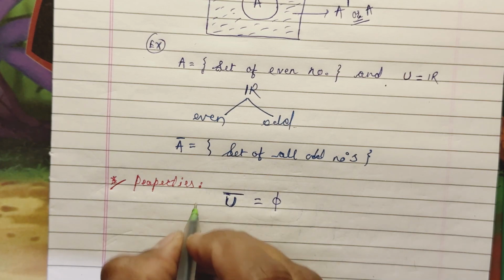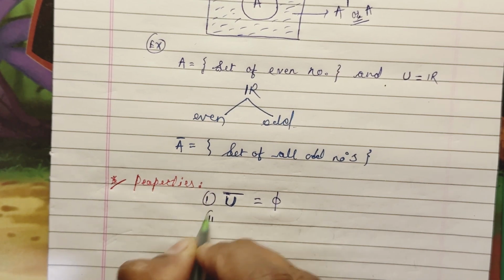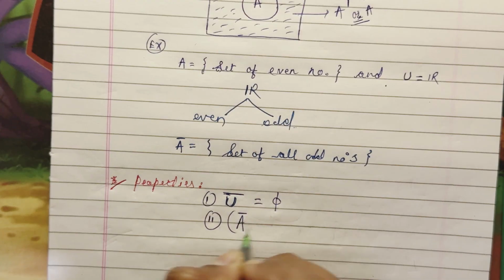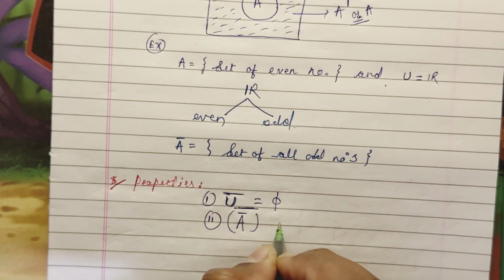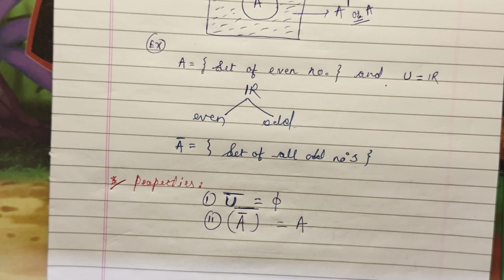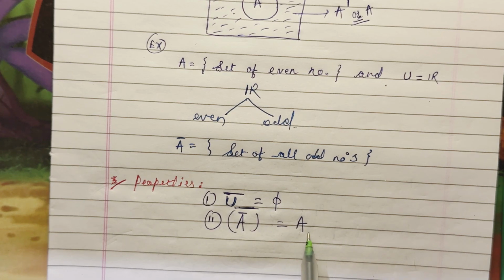The second property we are adding: the complement of a complement of a set. The complement of a complement is only the set itself. That means the complement of A complement is only A.